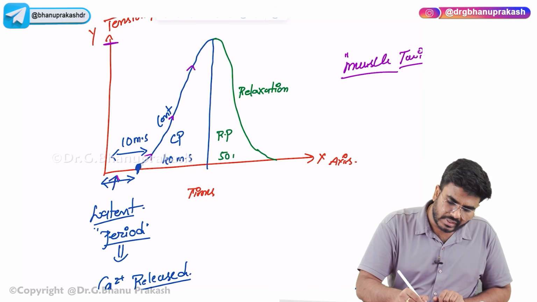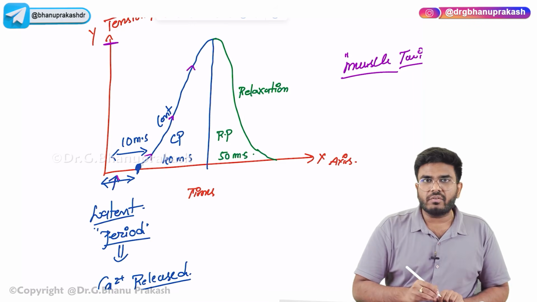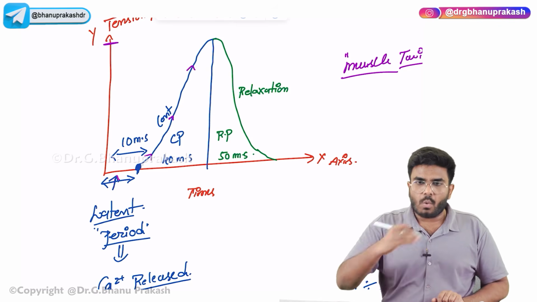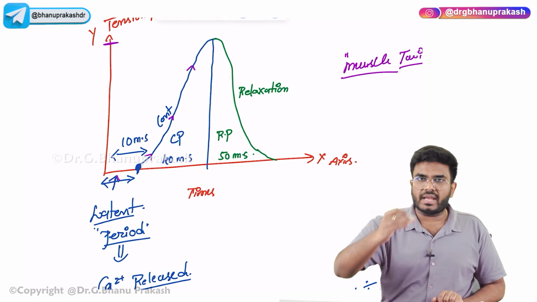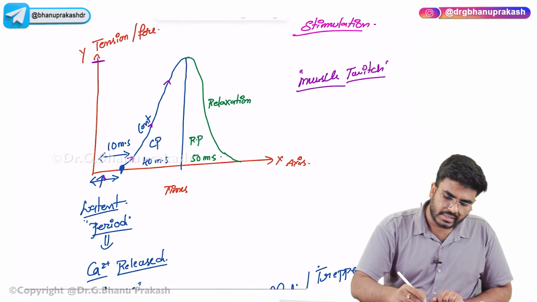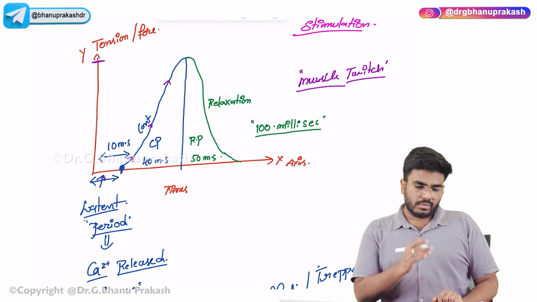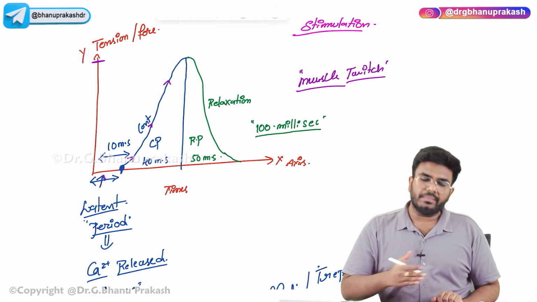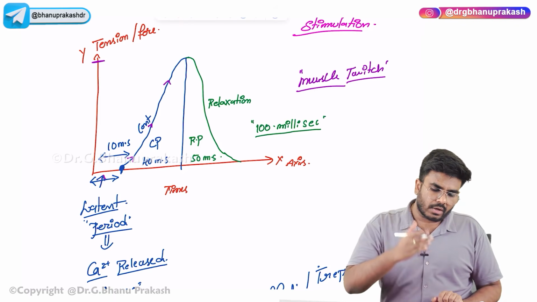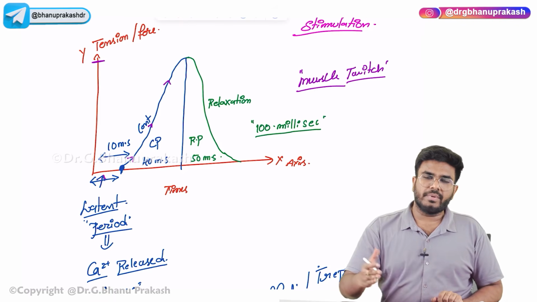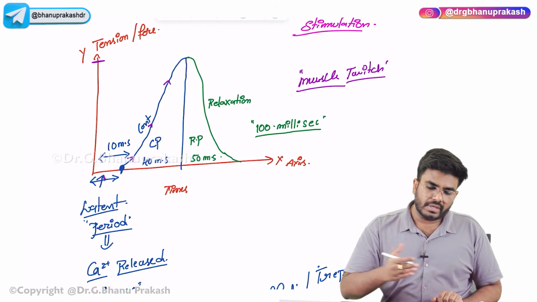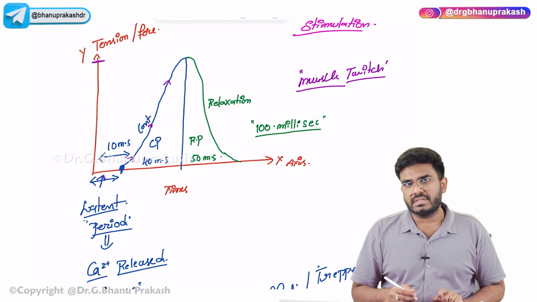It takes 50 milliseconds. The point which I want you to know is one muscle twitch, that is contraction and relaxation, takes how much time? It takes 100 milliseconds. So 10 plus 40 plus 50, latency period, contraction period and relaxation period, so one muscle twitch is going to take 100 milliseconds.